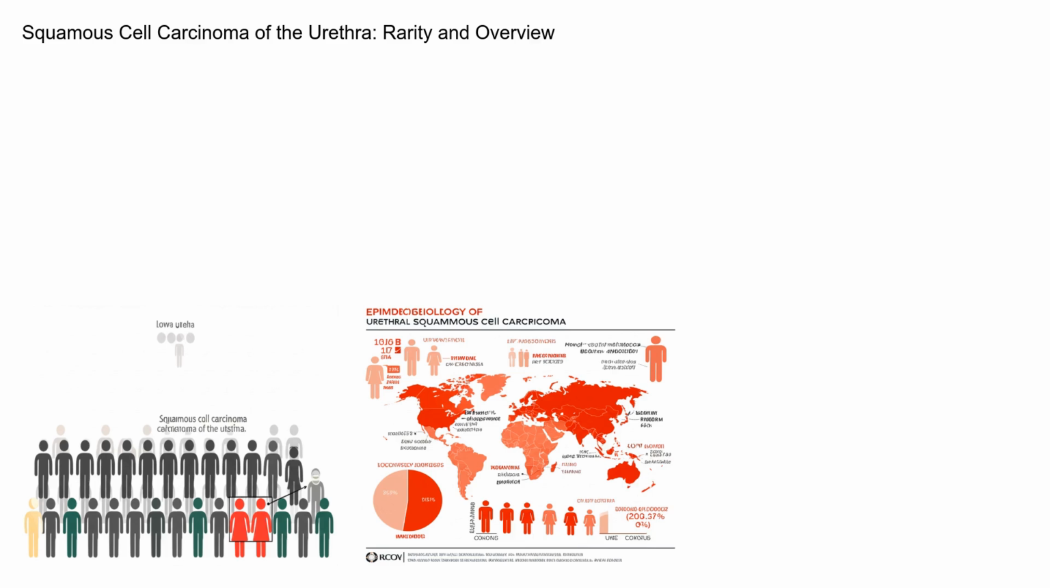Squamous cell carcinoma of the urethra is a rare malignancy. It accounts for less than 1% of all cancers in both men and women. The incidence tends to increase with age, with most cases diagnosed in individuals over 60. Women are more frequently affected than men, largely due to the higher prevalence of HPV infection in women. Certain geographic regions and populations with lower socioeconomic status and limited access to healthcare tend to have higher rates. Precise statistics vary depending on the region and data collection methods.